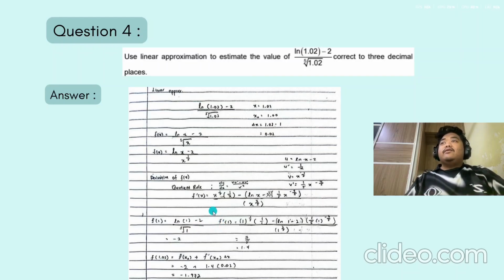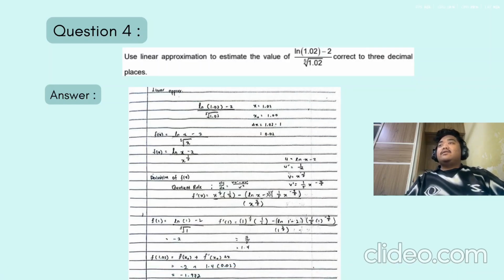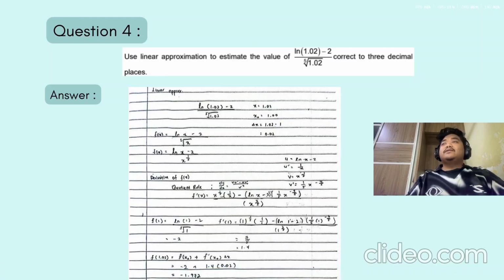After inserting the value, we insert it into the formula for the linear approximation, which is f(x) equals f(x naught) plus f prime of x naught times the difference, delta x. The answer needs to be given in 3 decimal places, so we get the answer negative 1.972.